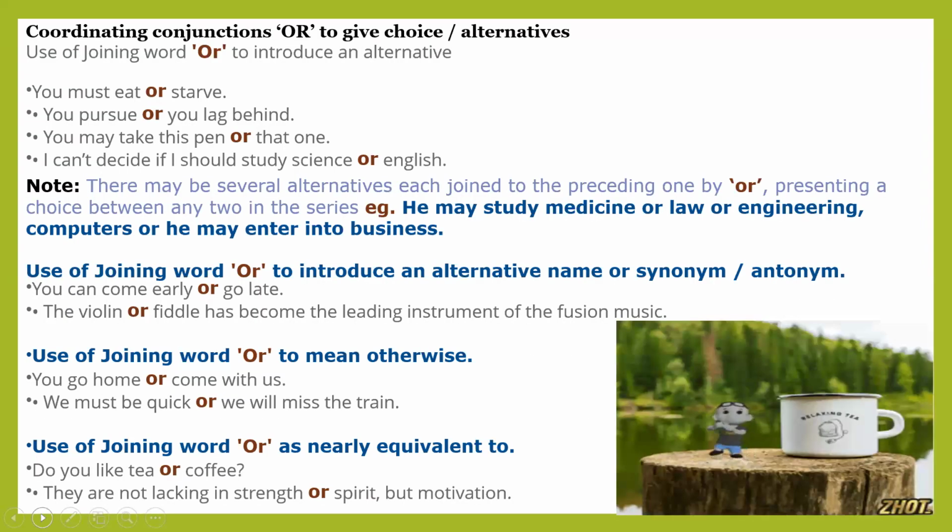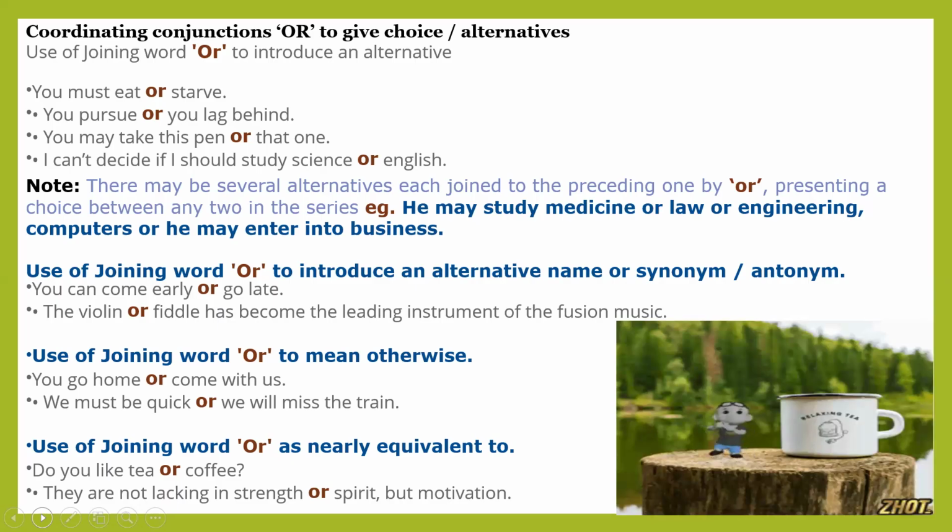Coordinative conjunction or, to give choices or alternatives. You must eat or starve. In this case also, no comma should be used. You must eat or starve. You pursue or you lag behind. You may take this pen or that one. I can't decide if I should study science or English.